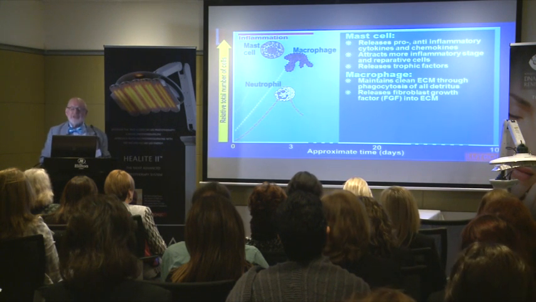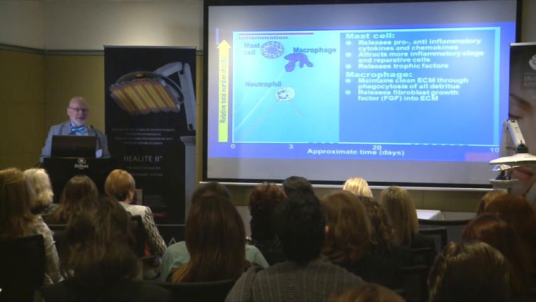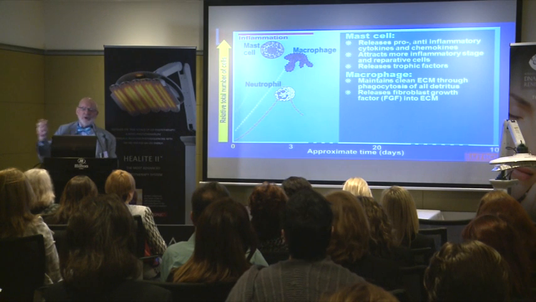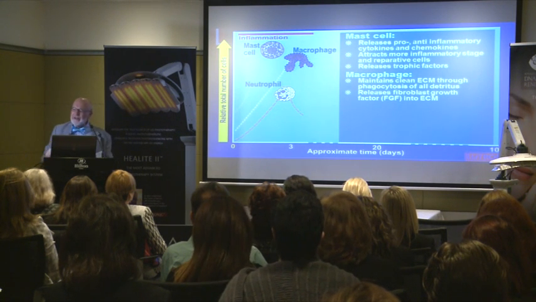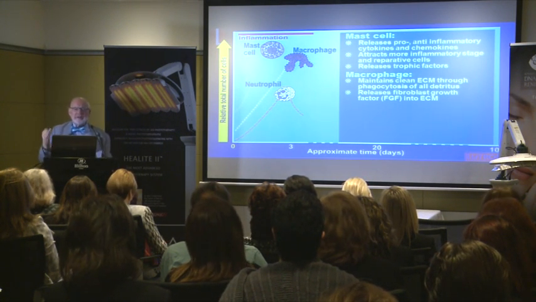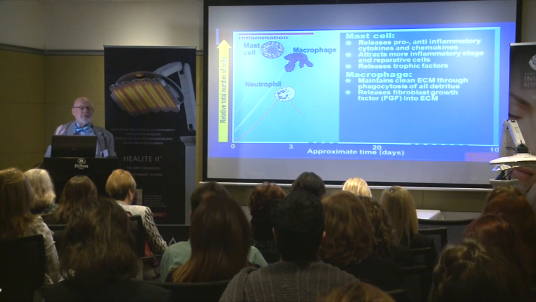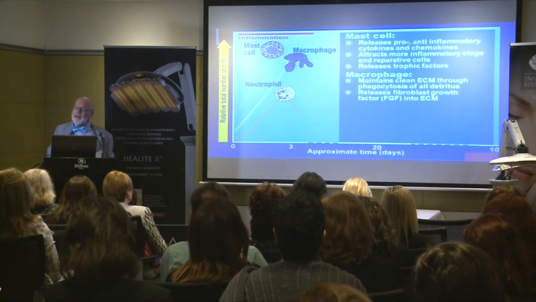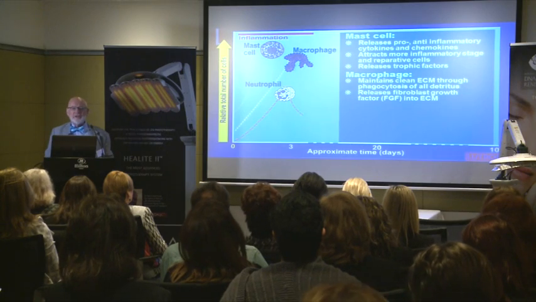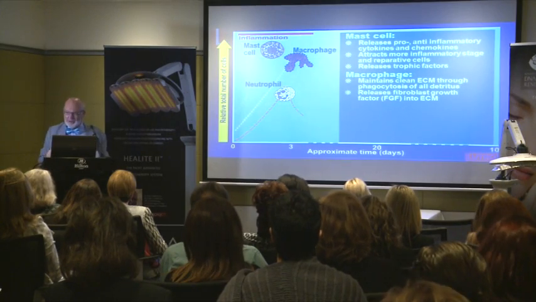With macrophages, the macrophage is like the dustman, the garbage collector. It goes around gobbling up all bits of old cell, bits of destroyed collagen, and it keeps the matrix nice and clean. But as it does this, it releases a wonderful factor called fibroblast growth factor. And when you heard from Ron's talk this morning, FGF activates stem cells. It doesn't just activate fibroblasts.